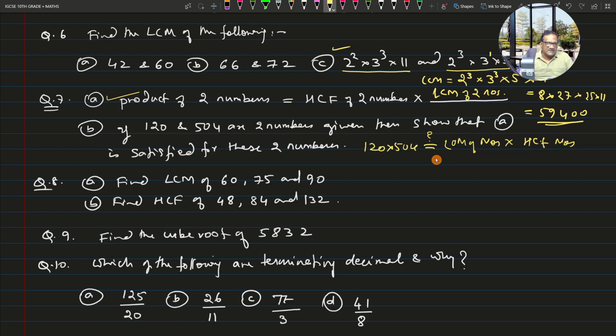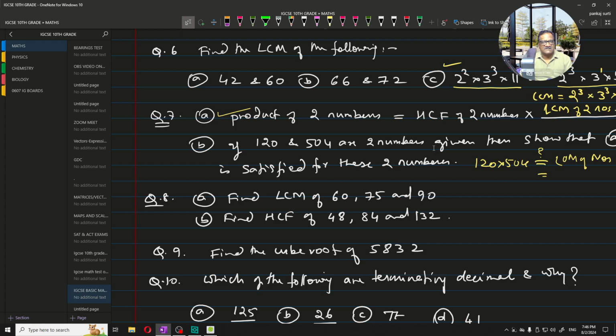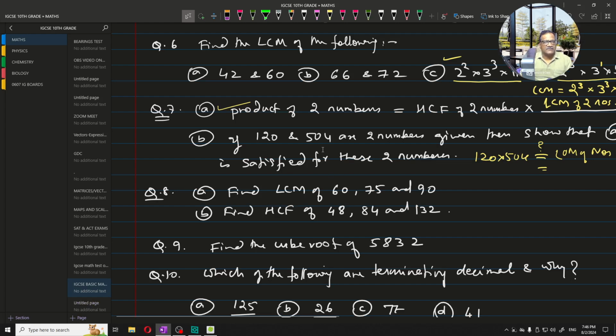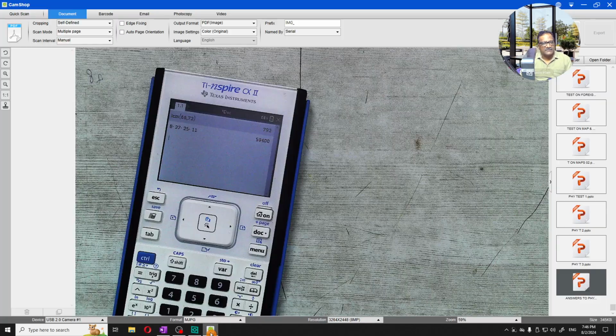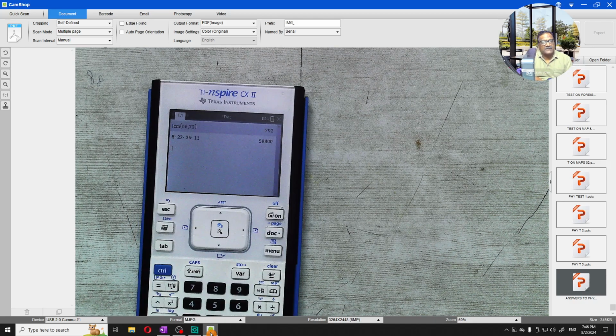Now, what is the LCM of these two numbers and what is the HCF of these two numbers? Let us try to find that out. Again, we'll go to our GDC and find the LCM and HCF of 120 and 504. So here we go on the document camera. Now we are already on the screen.